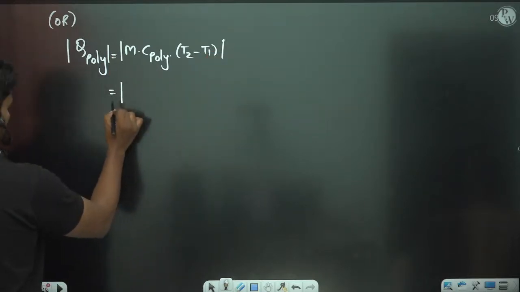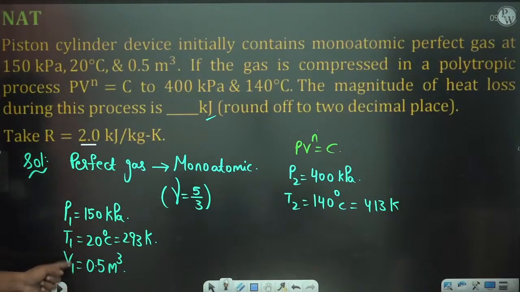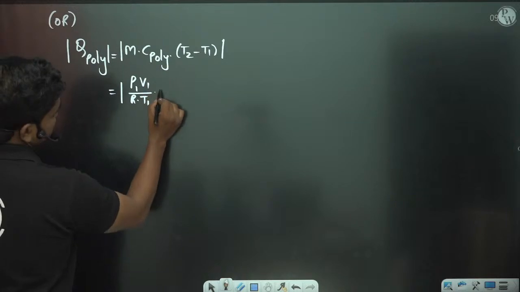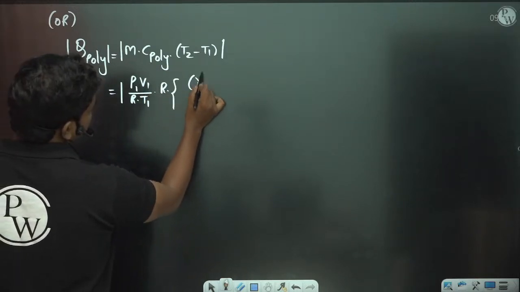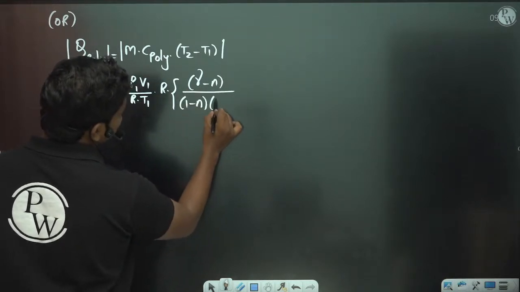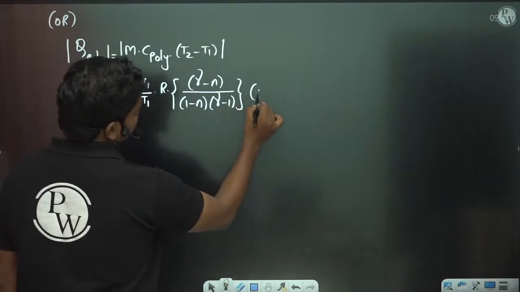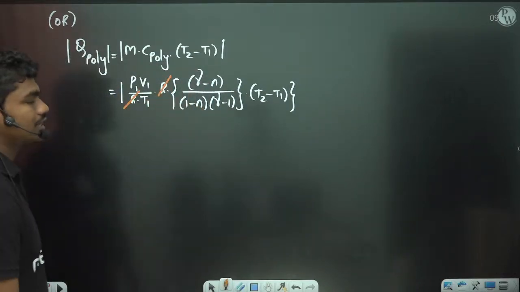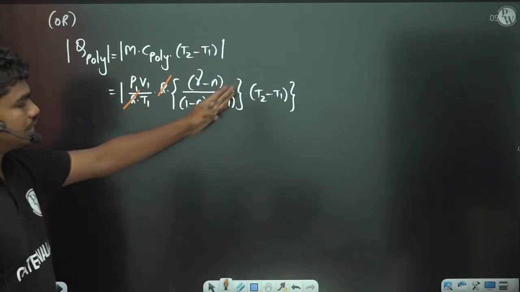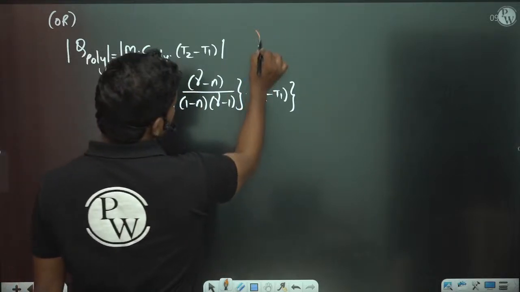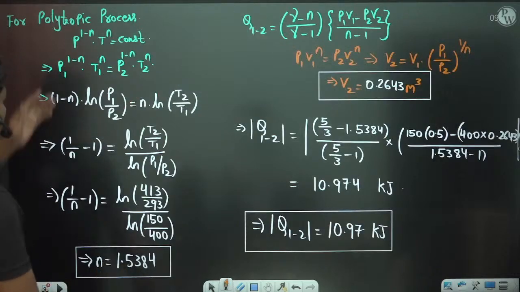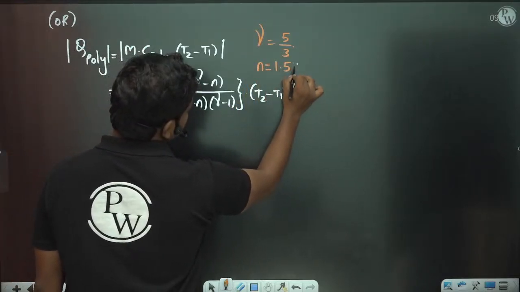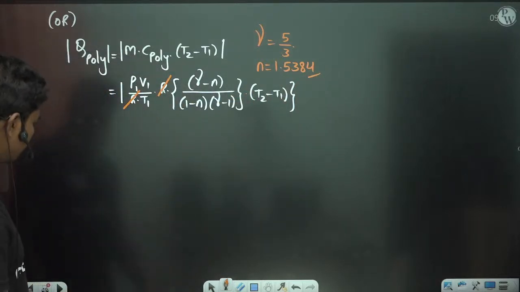Then mass, since the initial conditions are given, can be taken as P1 V1 by R T1. The polytropic specific heat is the characteristic gas constant times gamma minus n upon 1 minus n into gamma minus 1, into T2 minus T1. So if you see, this characteristic gas constant and that one get cancelled, and P1 is there, V1 is there, T1 is there, T2 minus T1 is also there, and the gamma value is known, gamma is 5 by 3 around. So you have to calculate n using this part. If you calculate, n is equal to 1.5384 is what you got. How do you calculate n? Basically using this particular procedure.